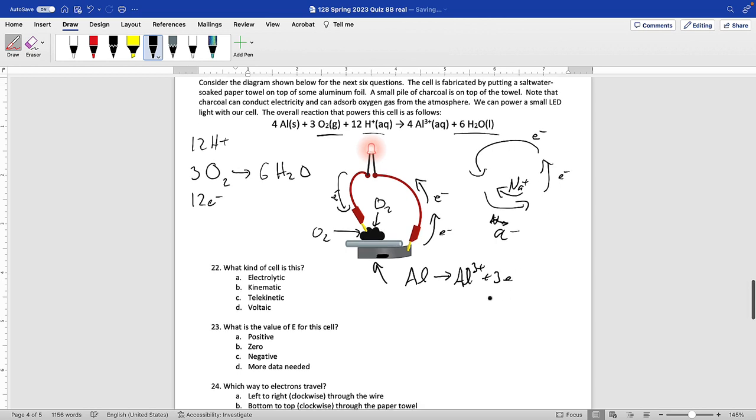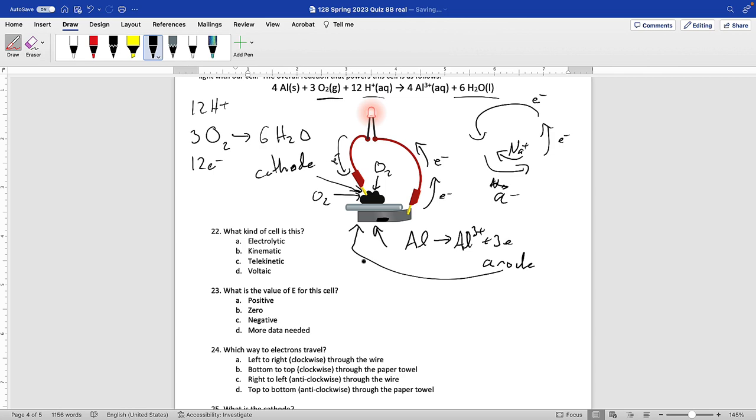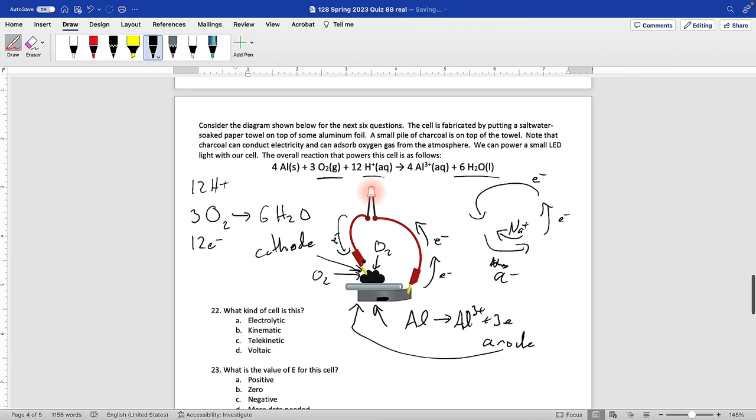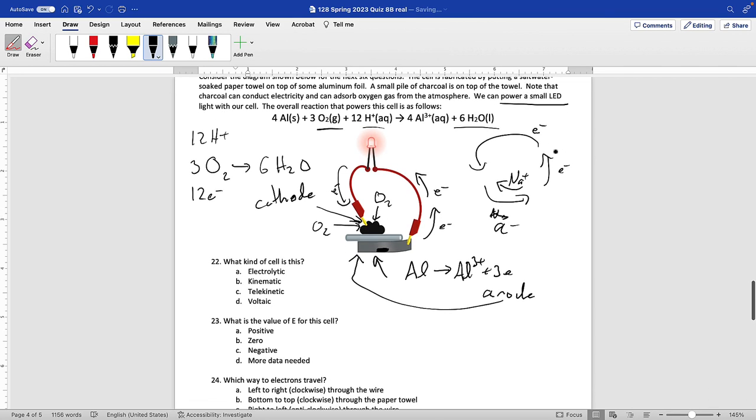We could go ahead and call this the anode, and we could call this the cathode. So the cathode is the conductive object where the chemistry is taking place, and that's going to be our charcoal. The anode is going to be on the surface of the foil, and the salt bridge is the paper towel. Okay, what kind of cell is this? Well, remember that we said we're using this to power an LED, a tiny little light bulb. If we're powering something with it, this is not something that requires energy, it's something that produces energy. So it is a voltaic cell.